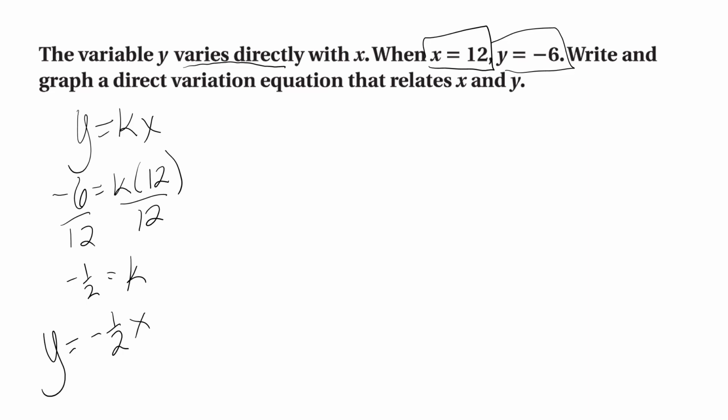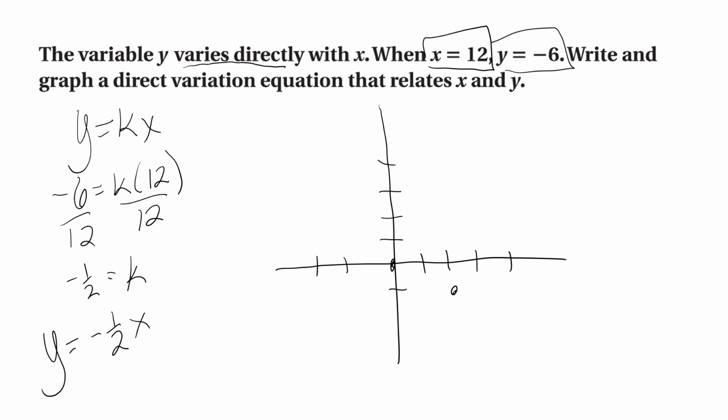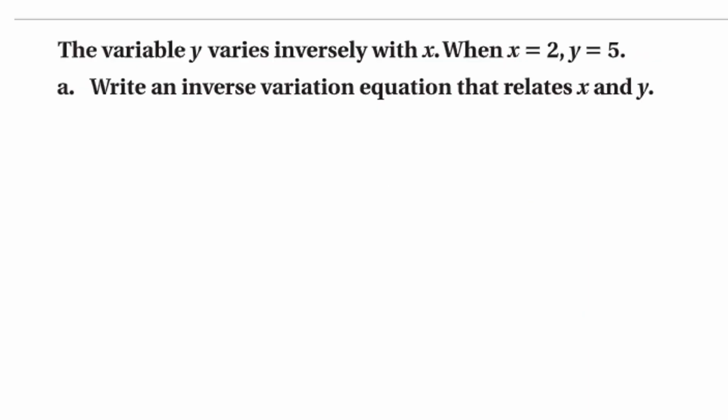Now it wants me to do a graph. So I'm going to graph this. Again, direct variations go through the origin. And my slope is negative 1 over 2. So I go down 1, over 2, down 1, over 2. And here would be my line for my direct variation.